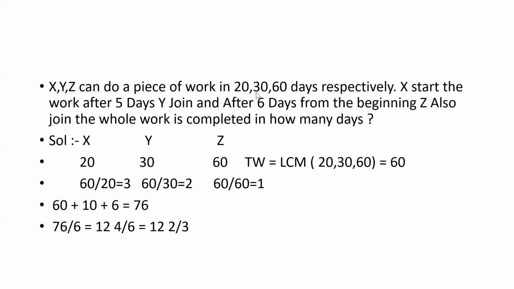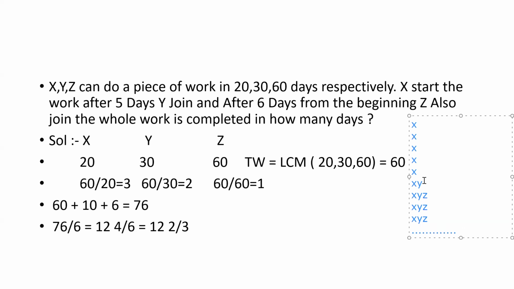The work is started by X. Then after 5 days, only X works. After 5 days, Y will join. Then after 6 days from the beginning, 1, 2, 3, 4, 5, 6, Z also will join. Therefore, later all can work together, and so on, they complete the work.